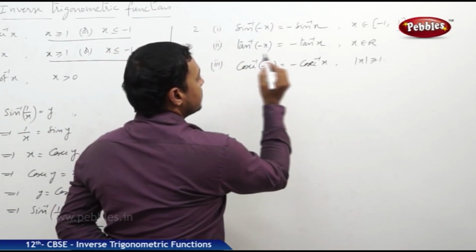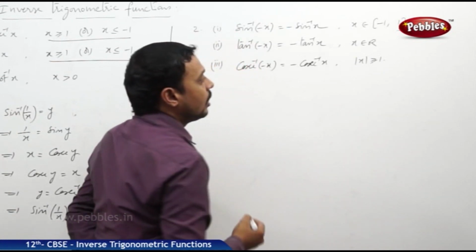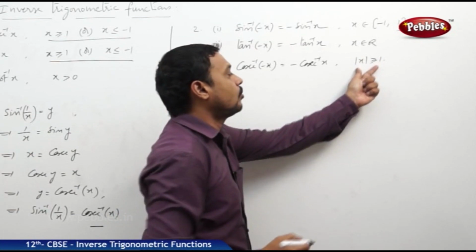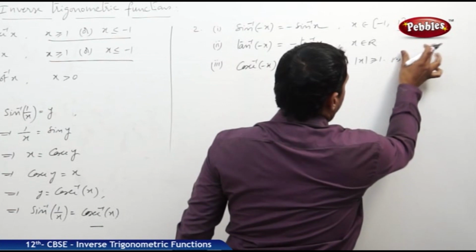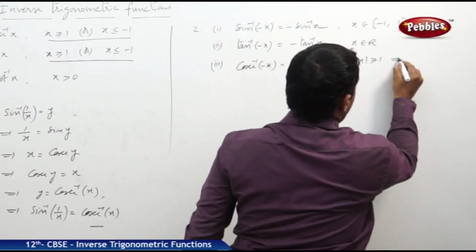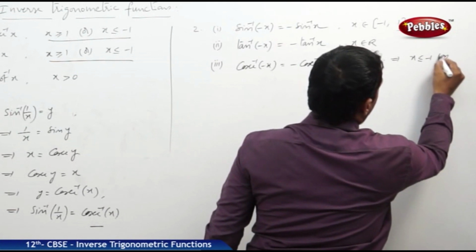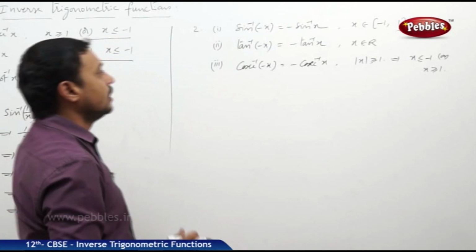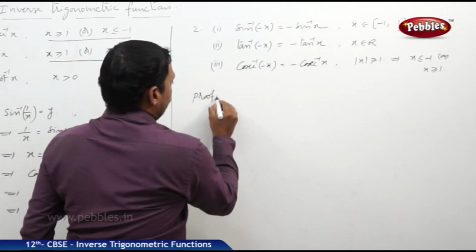Cosecant inverse of minus x is equal to minus cosecant inverse x for every mod x greater than or equal to 1. Mod x greater than or equal to 1 means it implies x less than or equal to minus 1 or x greater than or equal to 1. Okay, right. Now, let us prove the first one.